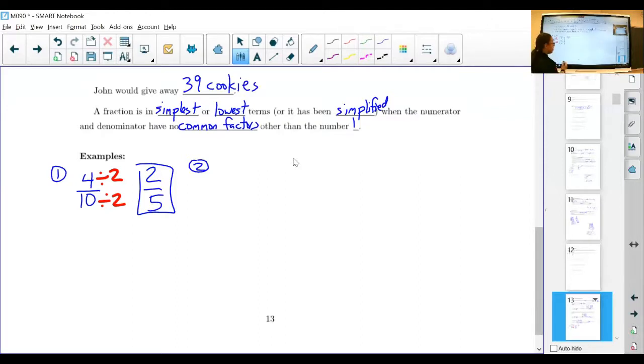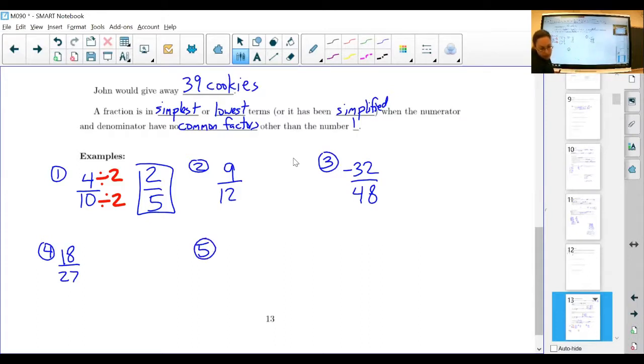Example 2, 9/12. Go ahead and feel free to pause or to do this later. I'll give you 9/12. We'll also take a look at -32/48. Nothing super special there, just the negative sign kind of goes along for the ride. 18 over 27. Over 72. And let's go ahead and do that one together.